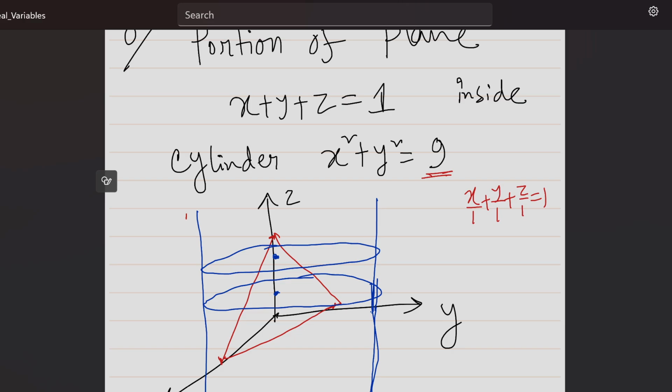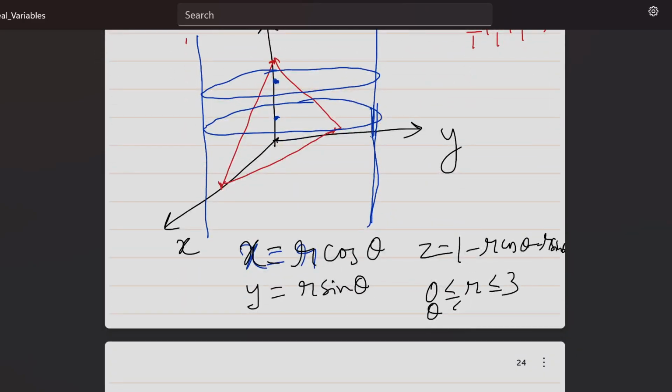Here r varies from 0 to 3 and theta varies from 0 to 2 pi.